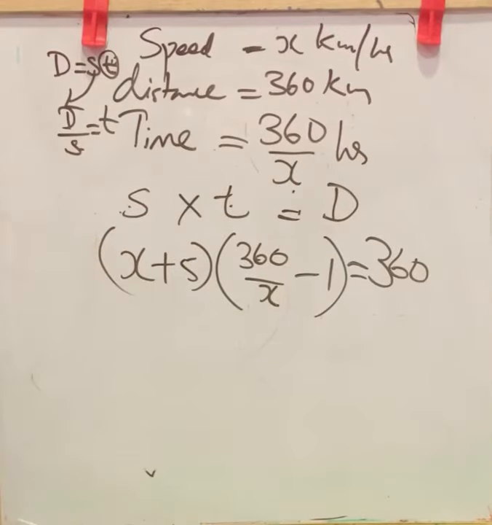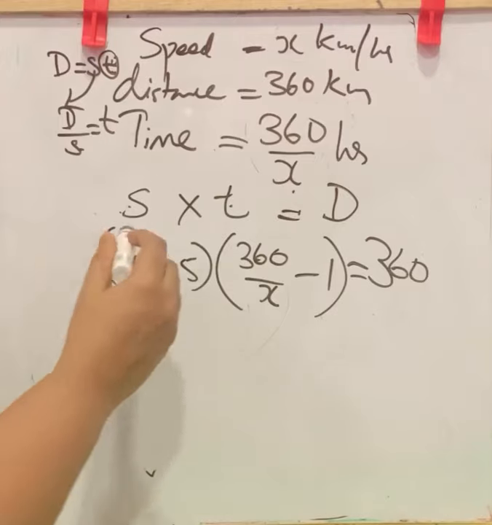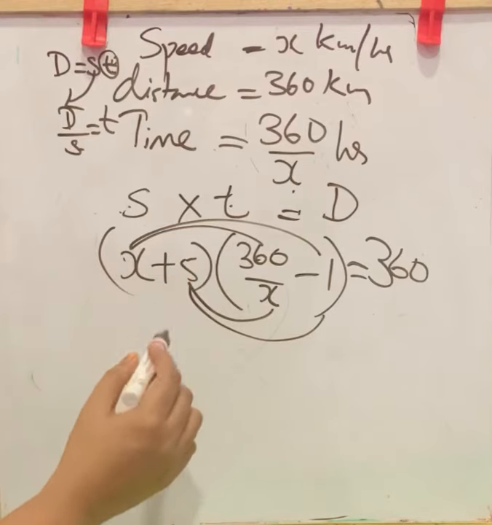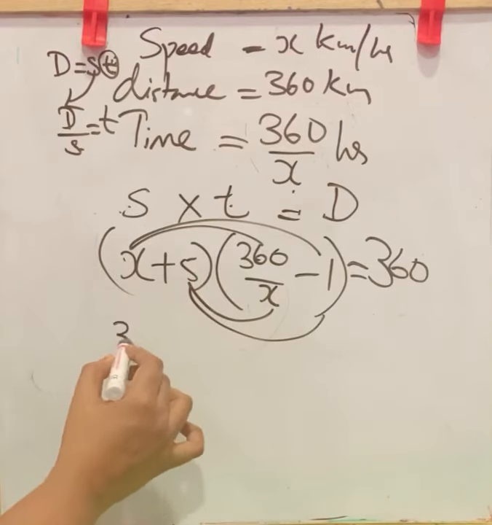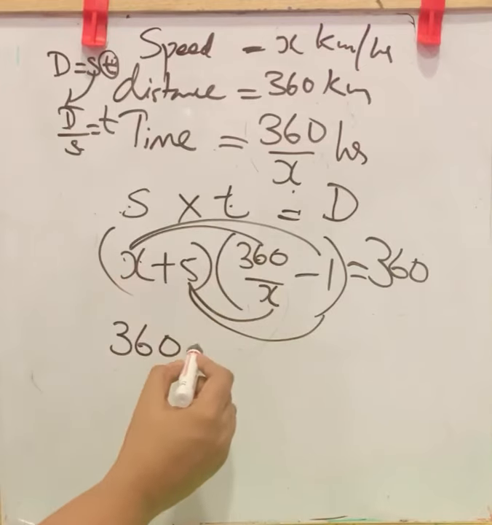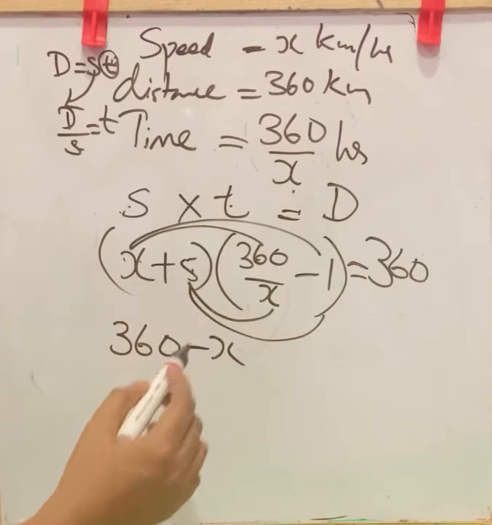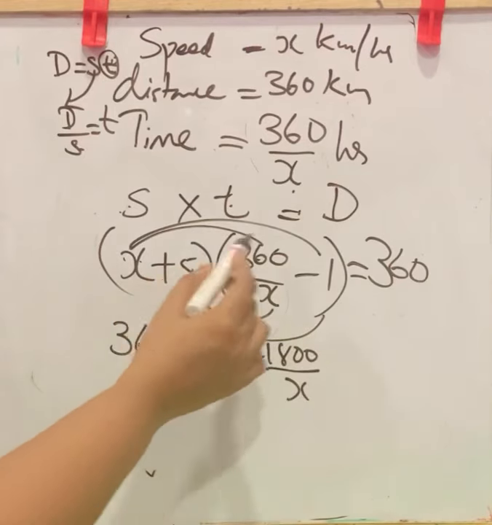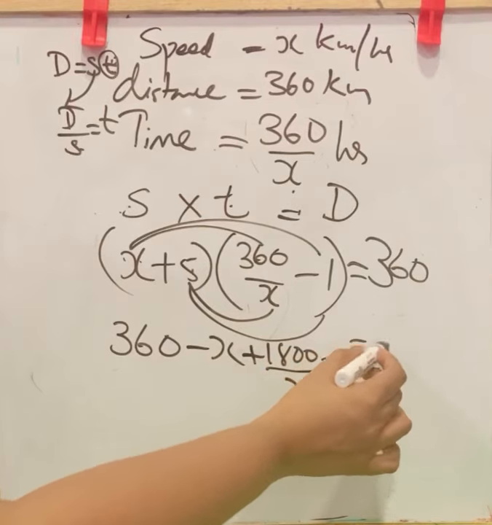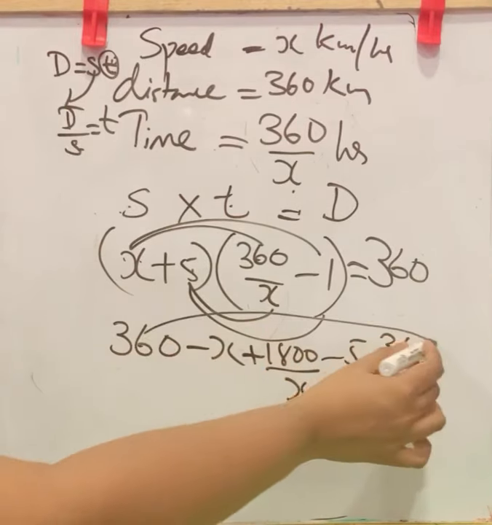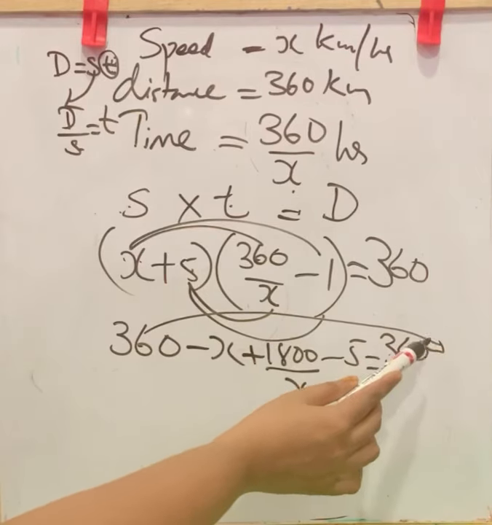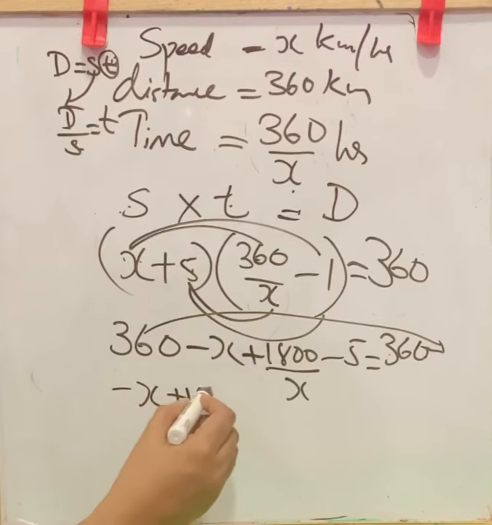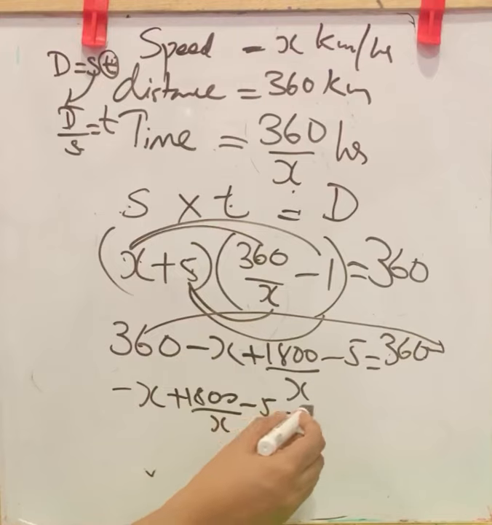From this we will rearrange it. That is, we have to open this bracket, distribute this x with 2 terms here, then 5 with 2 terms. x into 360 by x, x and x cancel, the balance will be 360. x into minus 1 is minus x. Plus 5 into 360 by x is plus 1800 by x. Plus 5 into minus 1 is minus 5, equal to 360. Now we can take this 360 to the RHS. Then it becomes 360 minus 360, 0. So the rest will be minus x plus 1800 by x minus 5 equal to 0.